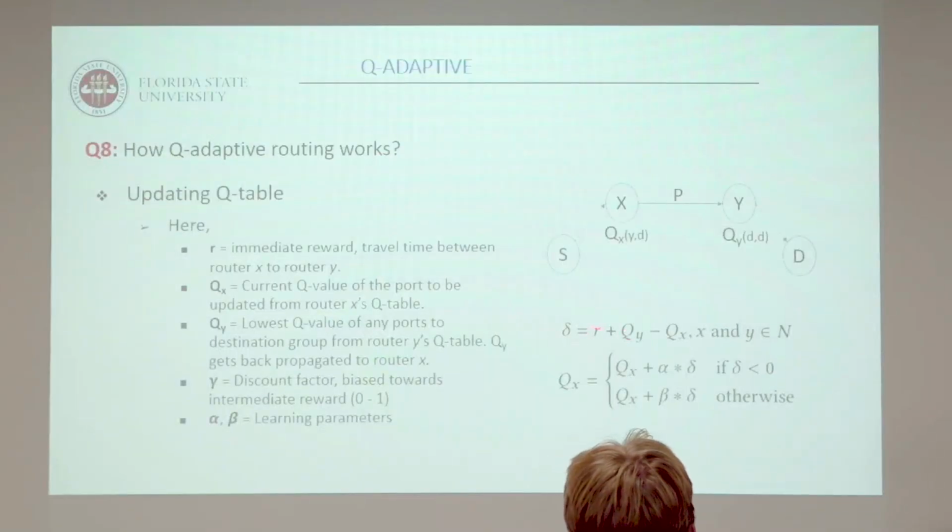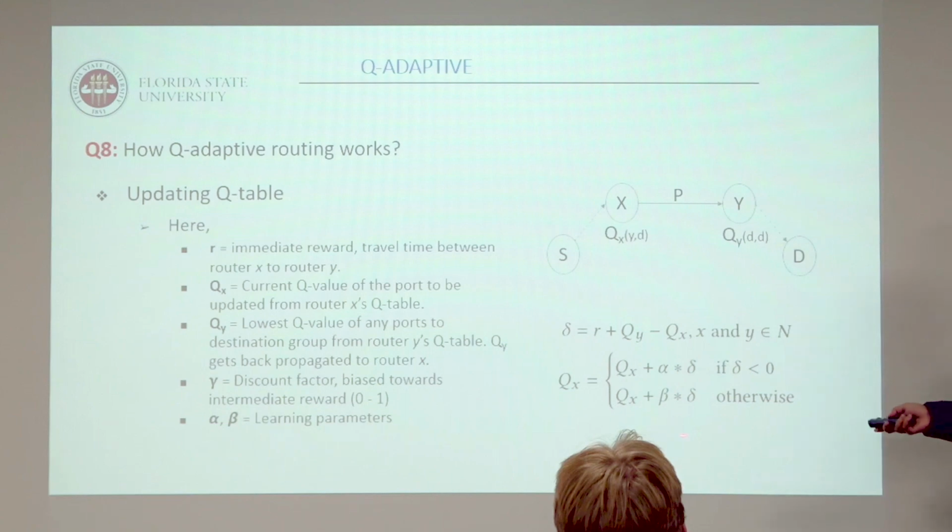Here you can see the equation. This is the immediate reward, which is just the traveling time from X to router Y. We have used two learning parameters, alpha and beta, because there is a research work called hysteretic Q-learning. They showed that if you always increase your Q values but never decrease them, because you are avoiding a penalty, you can get stuck in a suboptimal solution.